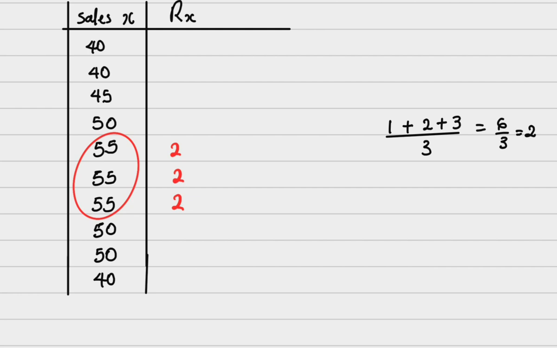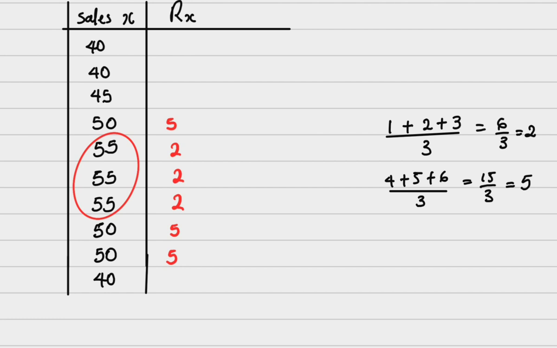The same thing we are going to do to the next. The next is 50, and we have 3 of them. So this 50 will occupy 4, 5, 6, because 1, 2, 3 has been taken. So it's 4, 5, 6. The same thing we are going to do. We pick 4 plus 5 plus 6 all over 3. Now 4 plus 5 is 9. 9 plus 6 is 15. So we have 15 over 3, which is 5. So the 50s will be 5, 5, 5.